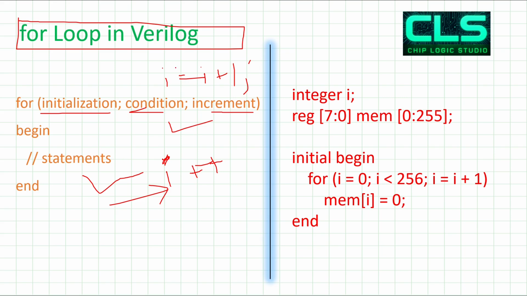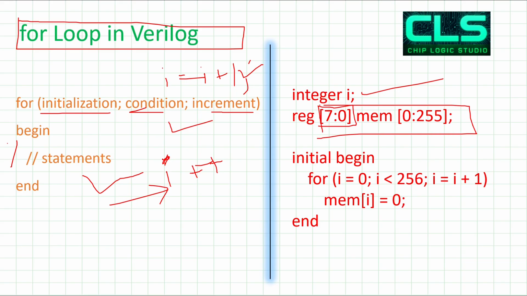But if it gives an error, then write i = i + 1. This is also correct, the same thing, but some compilers may give an error. And your logic statement. So here is one example: integer i is declared, and there is one vector. This is the array. We will come to this in further videos.